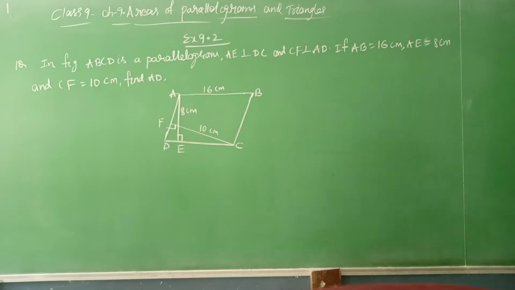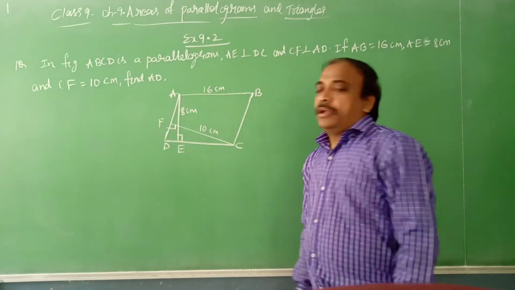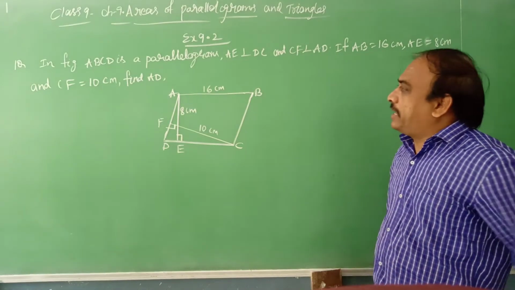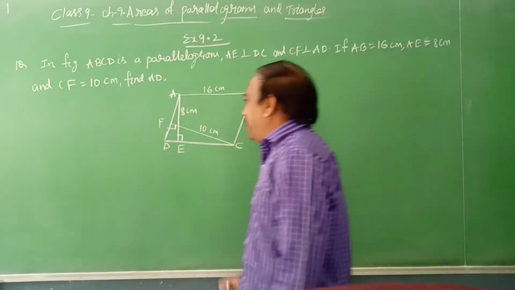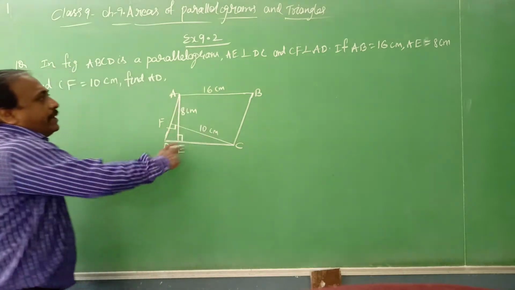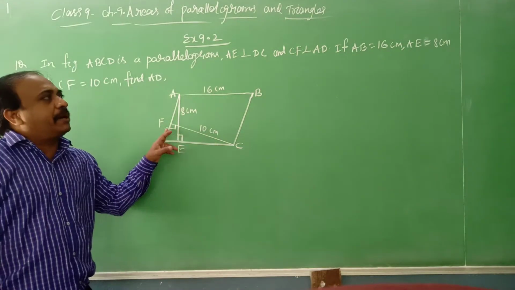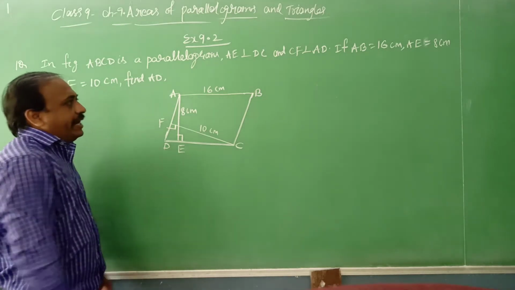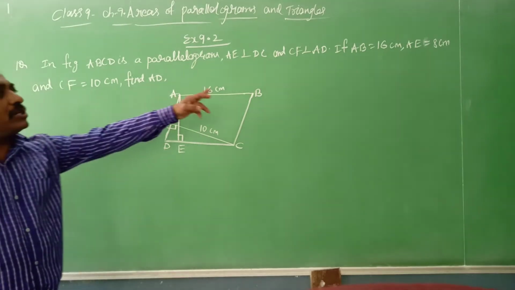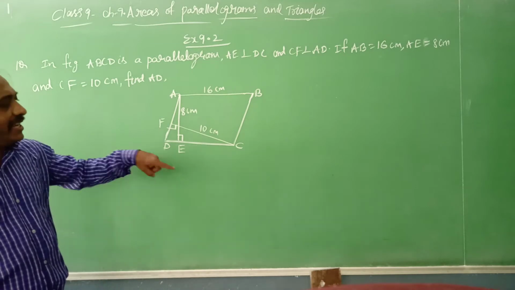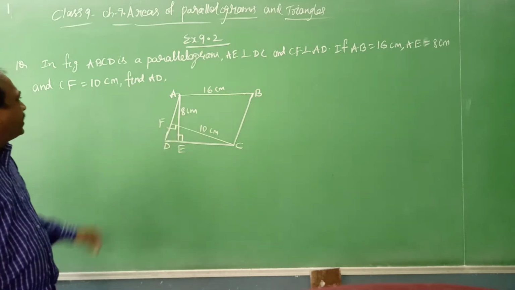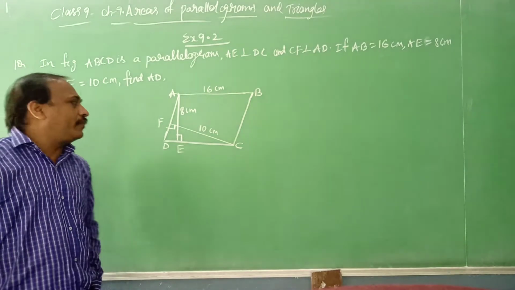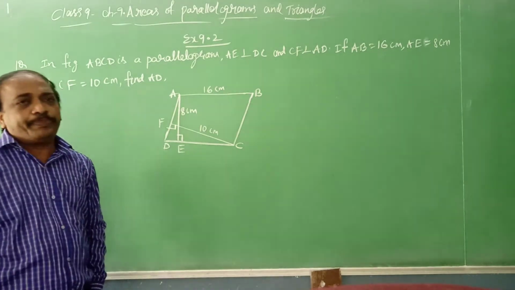Now we see exercise 9.2. In the figure, ABCD is a parallelogram. AE is perpendicular to DC and CF is perpendicular to AD. If AB is equal to 16 centimeters, AE is equal to 8 centimeters, and CF is equal to 10, find AD. We have to find out the length of AD.